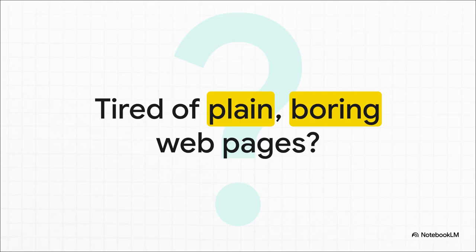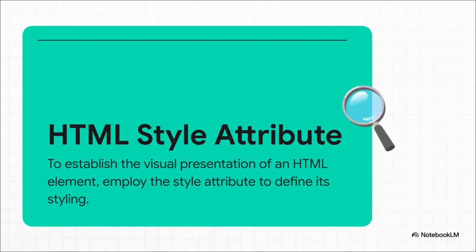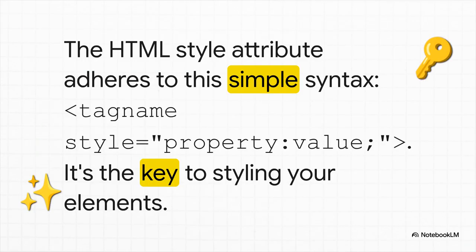But what if I told you the power to completely change that is already baked right into the HTML you're writing? Let me introduce you to your new best friend, the HTML style attribute. Seriously, think of it like a built-in design kit that comes with every single HTML element, your headings, your paragraphs, you name it. It's the most direct way you can start telling the browser, hey, don't just show this text, show it like this.